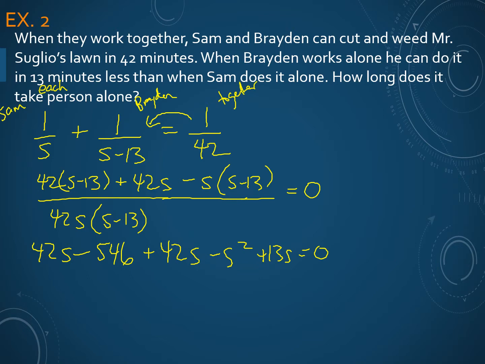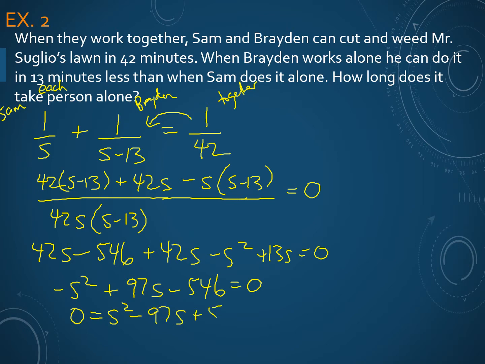Collect like terms. Negative S squared plus 97S minus 546 equals 0. At this point, you could common factor out the -1 or just switch the sides. So S squared minus 97S plus 546. Factor that. That's just a simple trinomial.